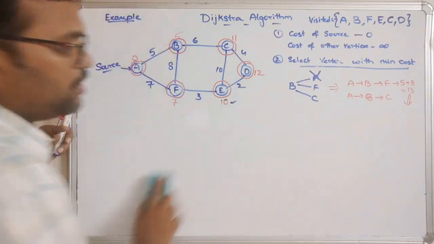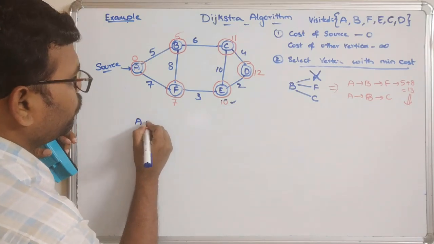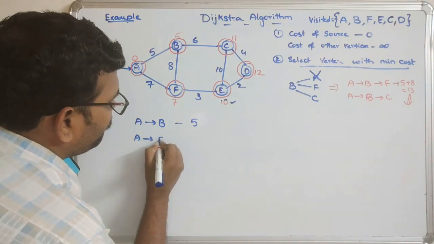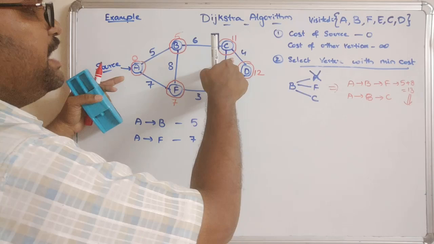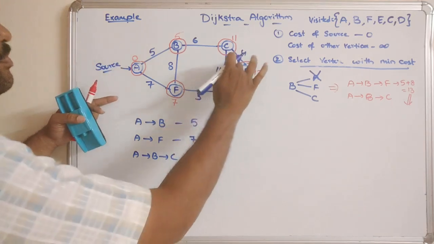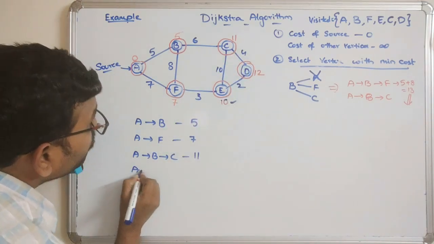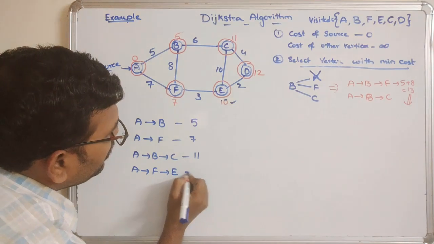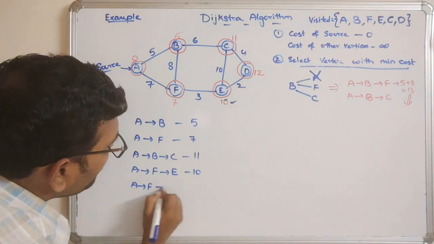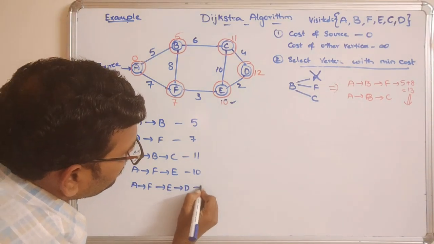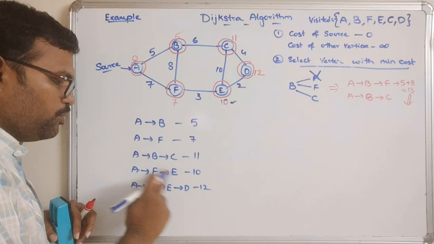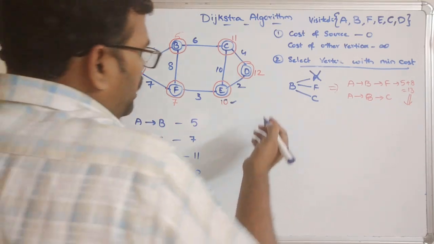Okay, so what is the shortest path? Let us take A to B, that is directly a 5, and A to F, it is directly a 7. So what about C? A to B, B to C, it is 11. Next, E: A to F, F to E, it becomes 10. Next, A to F, F to E, E to D, it is 12. So this is the cost from A to B, A to F, A to C, A to E, and A to D. So you can apply here.